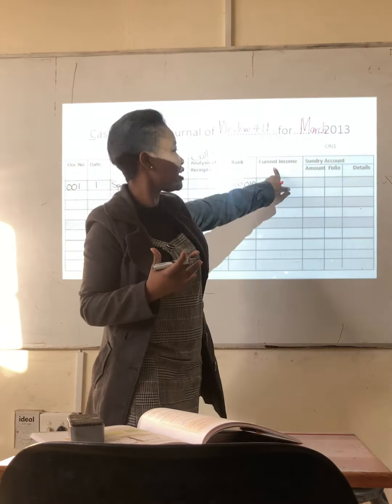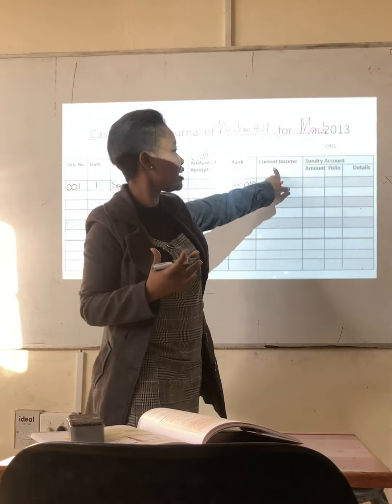The folio in which journal? We are in the CRJ, and the details now. You write the name of the account which is affected. We said the other account affected is capital. So we don't have capital, that is why we are going to the sundry account. We have bank, hence we have recorded 300,000 in the bank account. So under details we will write capital. Are you following? I hope so.